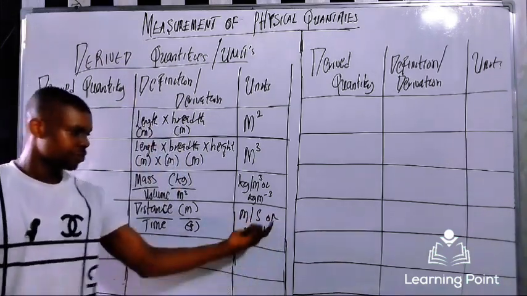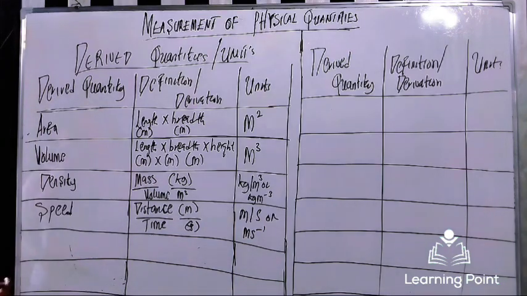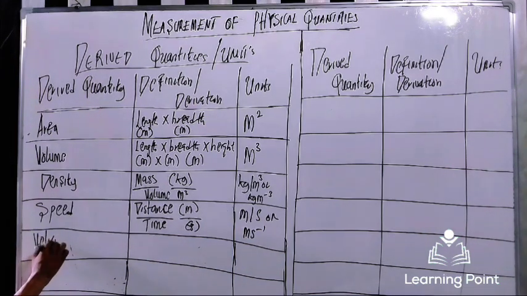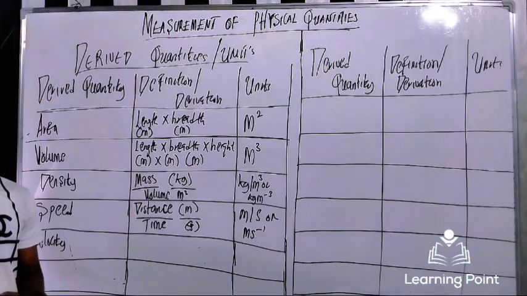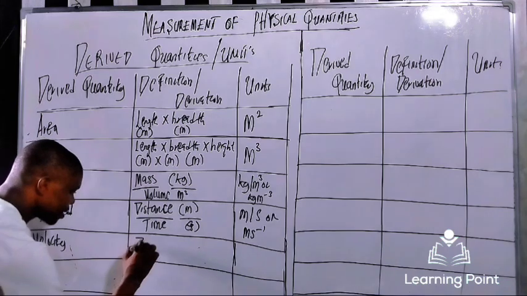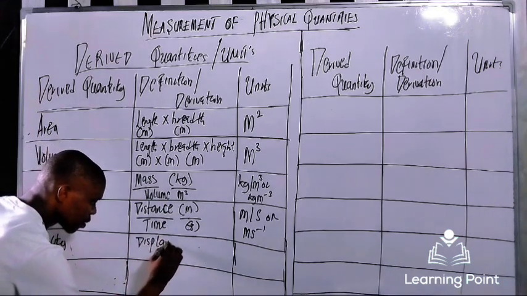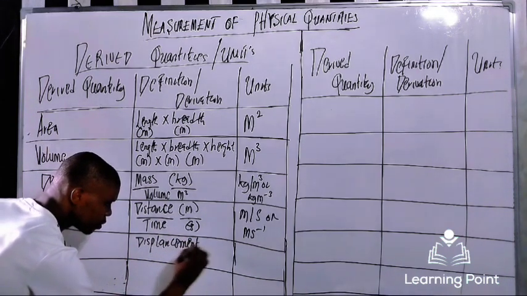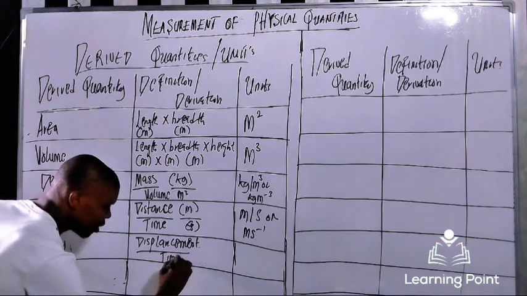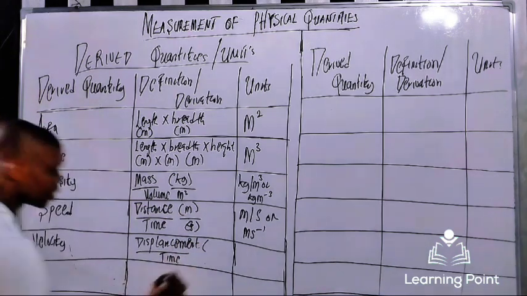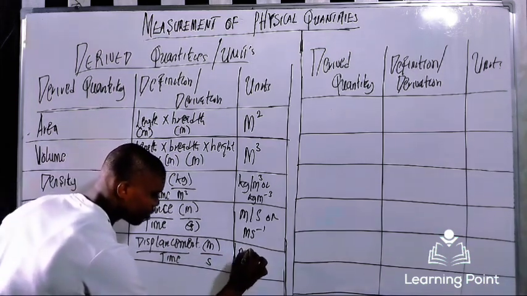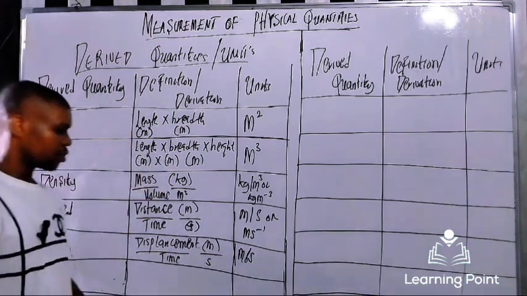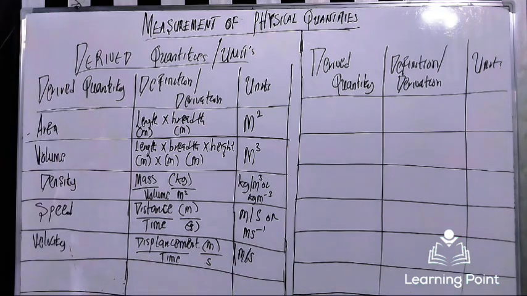Very important. Now the next one is called velocity. Velocity and speed, they are the same thing. Just that velocity is displacement over time. Displacement is also the same type of length, meter, over seconds. So it's going to be meter per second.